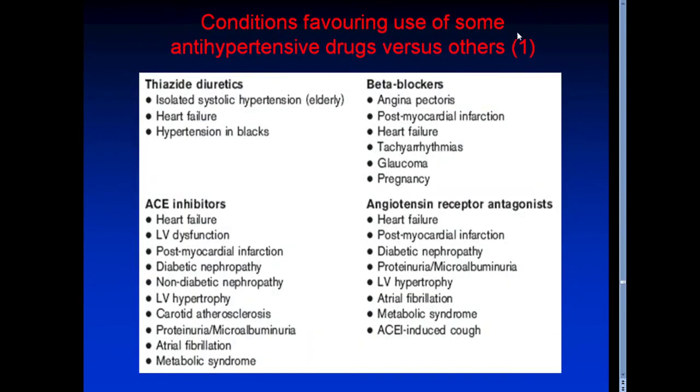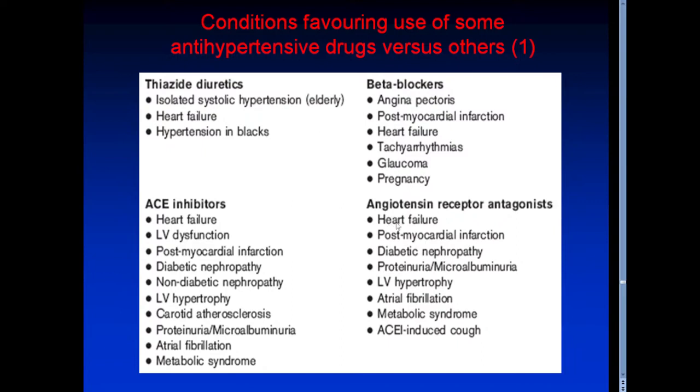Conditions favoring use of some antihypertensive drugs versus others. For thiazide diuretics, this is isolated systolic hypertension, heart failure, hypertension in blacks. For beta blockers, this is angina pectoris, post-myocardial infarction, heart failure, tachyarrhythmias, glaucoma, pregnancy. For ACE inhibitors, heart failure, left ventricular dysfunction, post-myocardial infarction, diabetic nephropathy, non-diabetic nephropathy, left ventricular hypertrophy, carotid atherosclerosis, proteinuria, microalbuminuria, atrial fibrillation, metabolic syndrome.